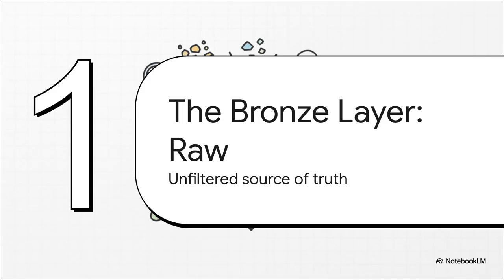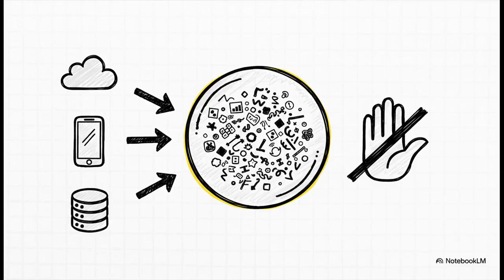All right, let's start at the very beginning with the bronze layer. This is the foundational entry point for every single piece of data that comes into your system. Now, the number one rule of the bronze layer is super simple. You do not touch the data. Its job is just to be a landing zone, to capture every little bit of information from your source systems. We're talking CRMs, server logs, IoT devices, and to save it in its original, completely unfiltered format.